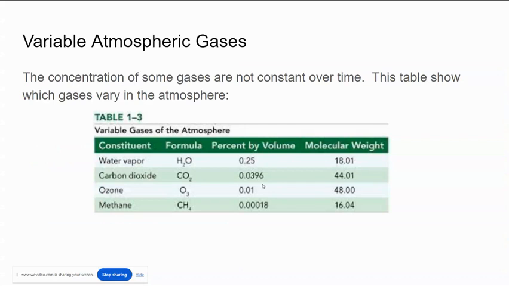If they're not permanent, we call them variable because they vary in amount. They can change over time. And some variable gases are shown in this table: water vapor, carbon dioxide, ozone, and methane.